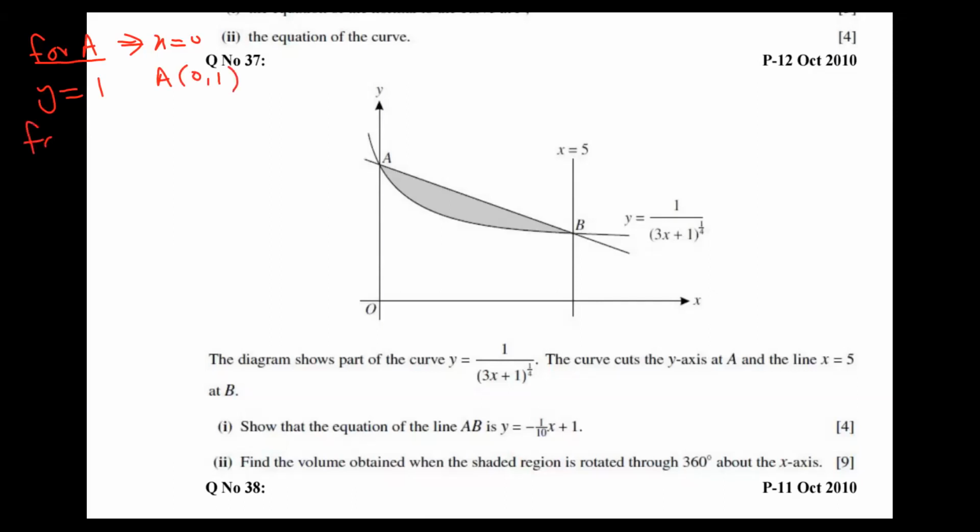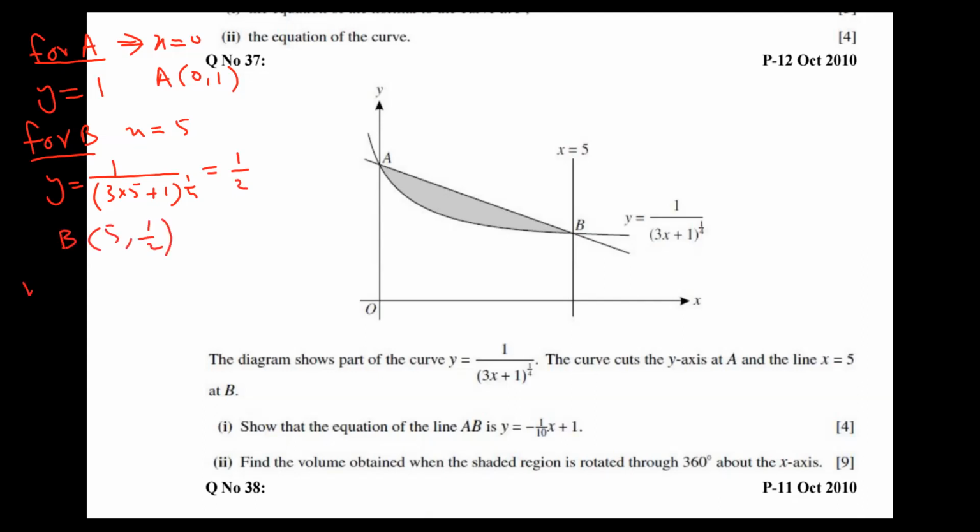Similarly, for B coordinates, what I will do, because look here, x is 5, x is 5 throughout. So it means for B, confirm, put x is equal to 5. So in the question of curve, y is equal to 1 over 3 times 5, plus 1, to power 1 over 4. So 15 plus 1 is 16. 16 power 1 by 4 becomes half. So it means the coordinates of B turn to be 5 comma half.